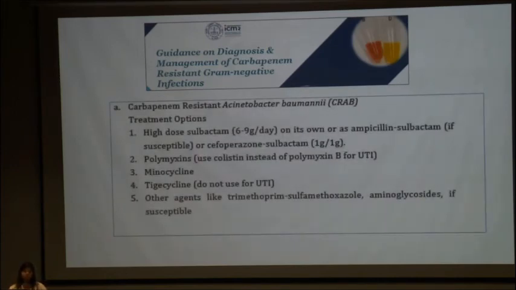Then carbapenem resistant Acinetobacter, though we have a lesser amount of Acinetobacter as compared to Klebsiella and Pseudomonas, but still treatment options could be higher dose sulbactam, polymyxins, minocycline, we can give tigecycline, not for UTI or bloodstream infections as well, and other agents could also be tried like trimethoprim-sulfamethoxazole, again liver injury a factor restricting its use. So these are the options for carbapenem resistant Acinetobacter.